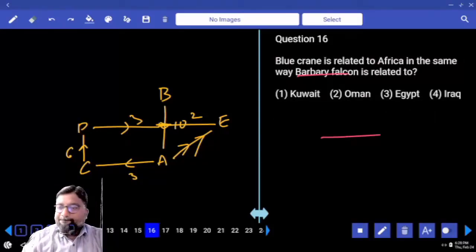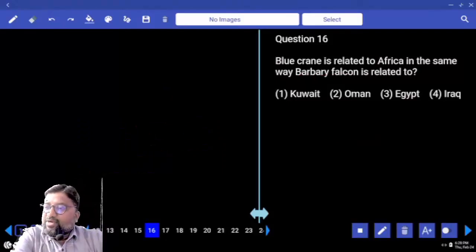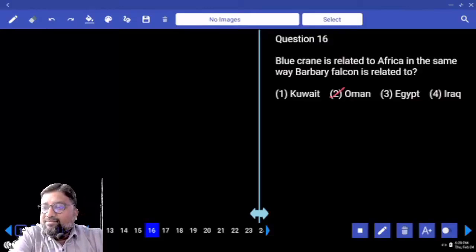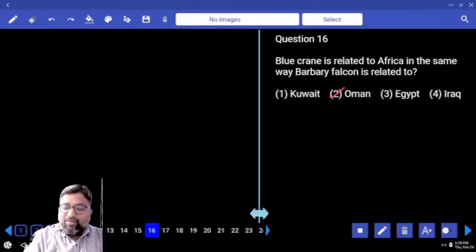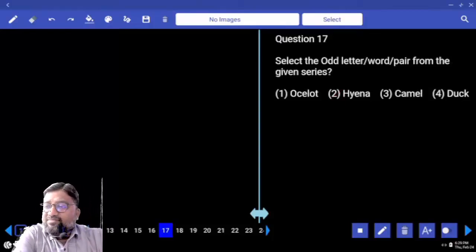4th option. 16th. Blue crane is related to Africa in the same way Barbary falcon is related to Oman. Blue crane is native to Africa. Barbary falcon is native to Oman. Next. Select the odd one.